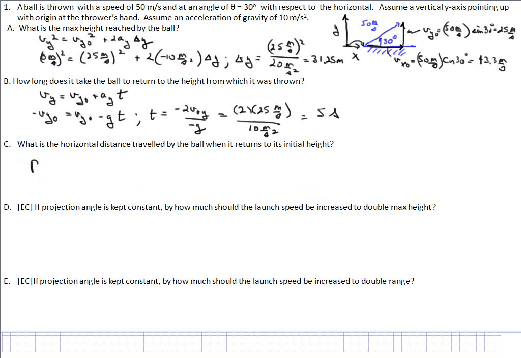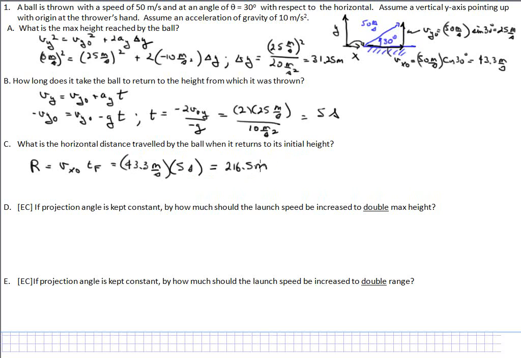Horizontal distance traveled is the range, and that will simply be equal to the initial x velocity, which never changes while the ball is in the air, times the flight time. I'll call that t sub f. And so that's going to be 43.3 meters per second. That was calculated up here as 50 meters per second times the cosine of 30, times 5 seconds.